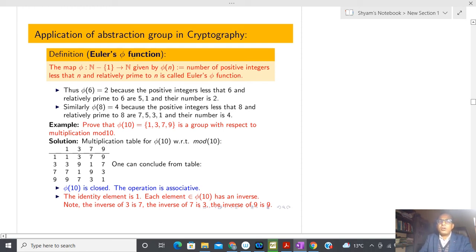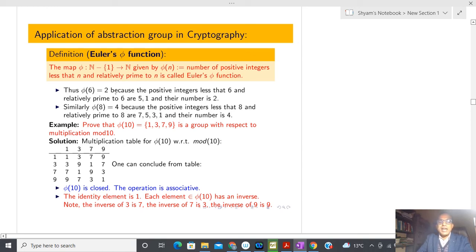So one function is called the Euler function, given by Euler. Here I am just going to talk about positive integers. You can see that phi is a mapping from the positive integers to the positive integers, and here I am not considering one. The number of positive integers less than n and relatively prime to n is called the Euler function.